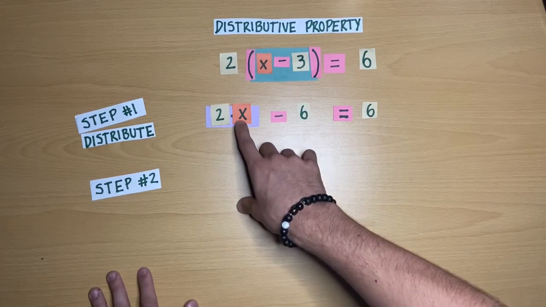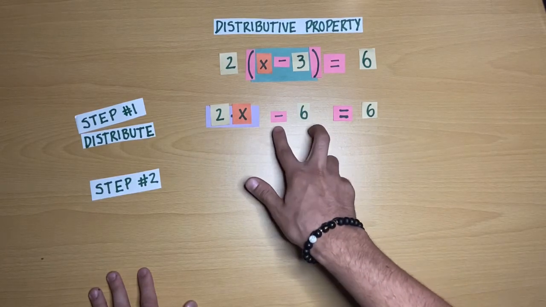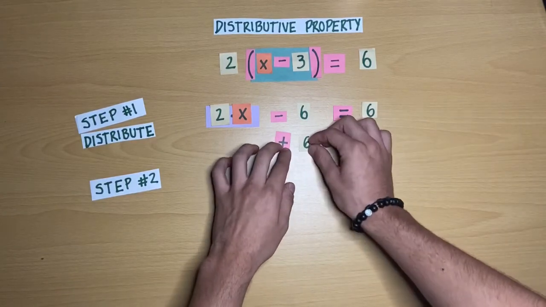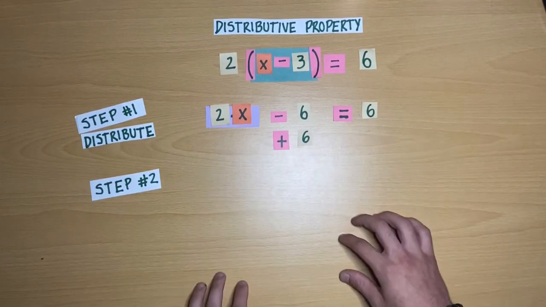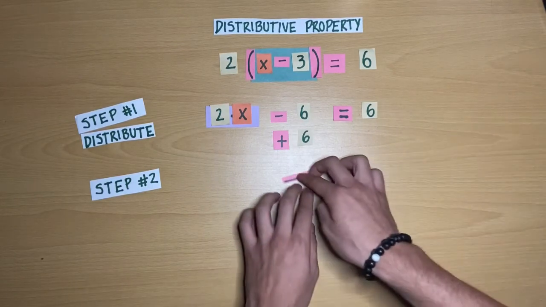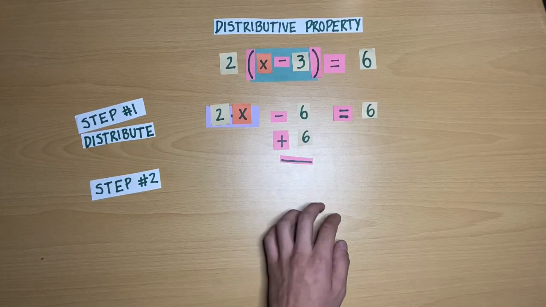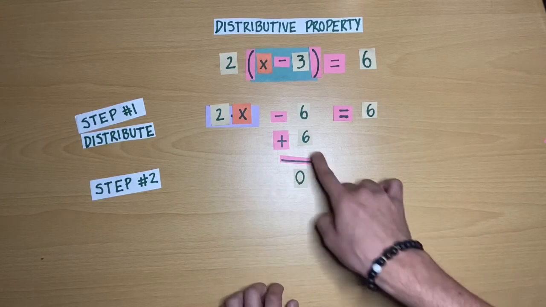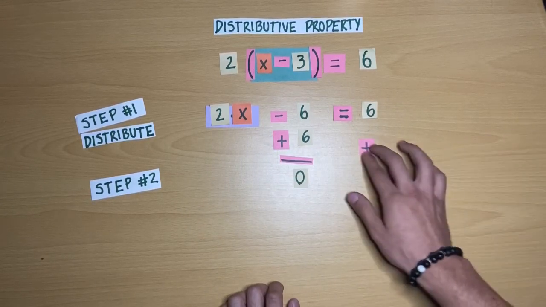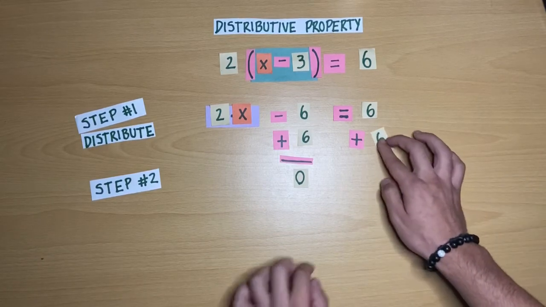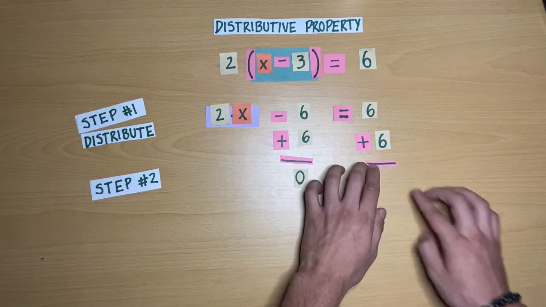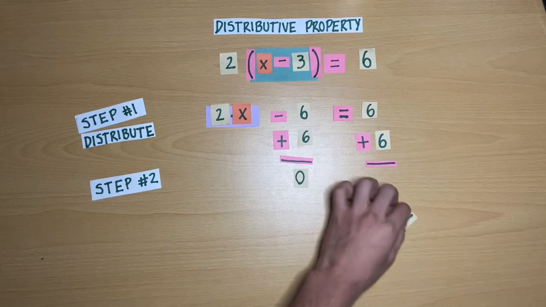First, we want to get x by itself, but this -6 gets in the way. So we'll do the inverse and add 6. Because when we add 6, we get 0. And we have to do it to the other side as well. So we add 6 over here. And on this side, we get 12.